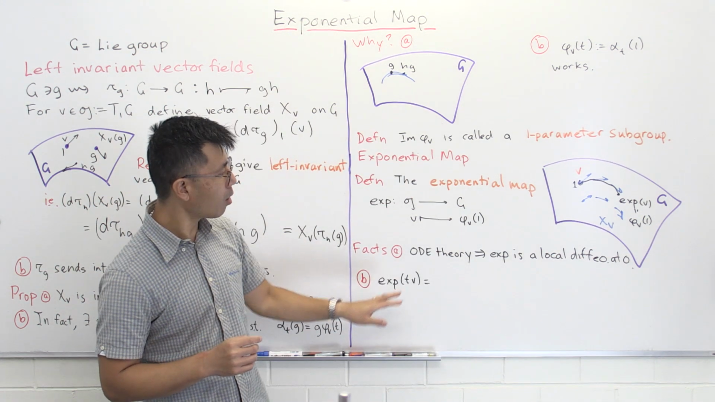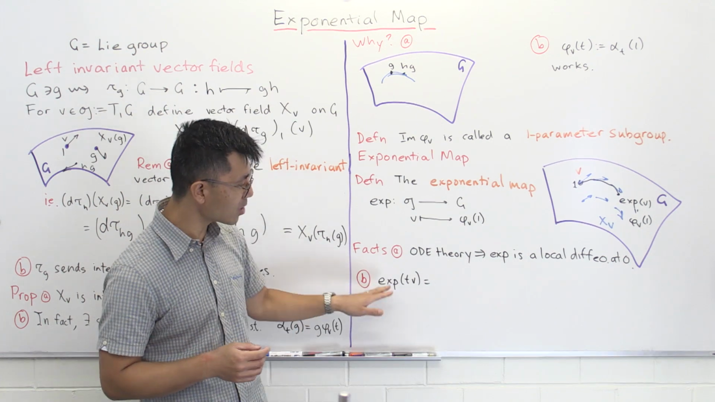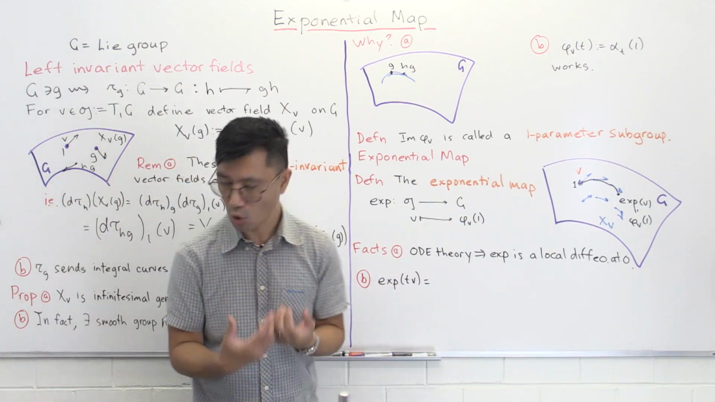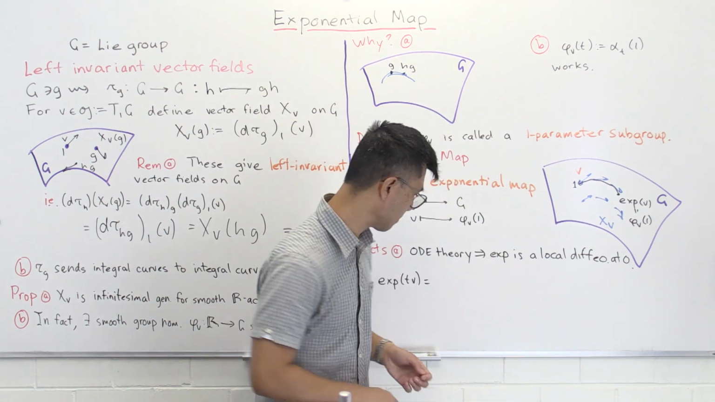The other thing is that, well, what about xtv? What is xtv? Well, it's essentially, as t varies, this gives you this map here. Okay, so it's going to be phi v of t.